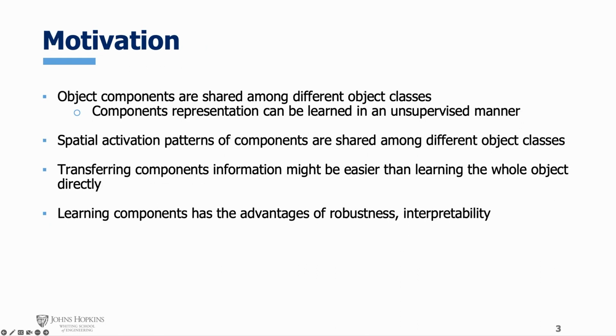Why do we need components? The key reasons are that object components are shared among different object classes, and this kind of component representation can be learned in an unsupervised manner. Besides, the spatial activation patterns of these components are also shared, and transferring this component information might be easier than directly learning the whole object. What's more, learning components has the advantages of robustness and interpretability.